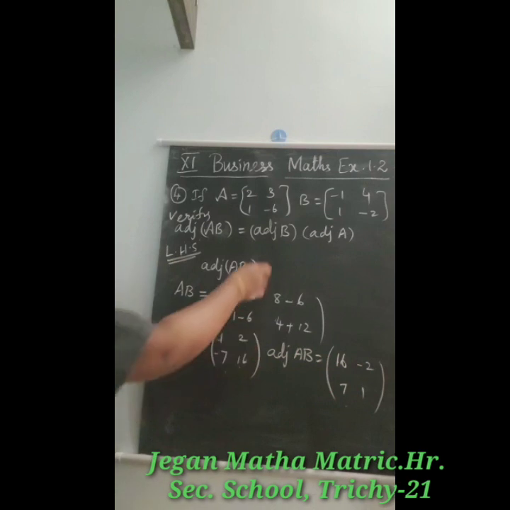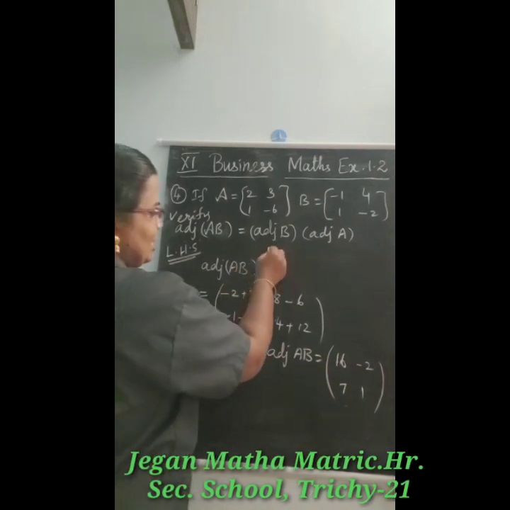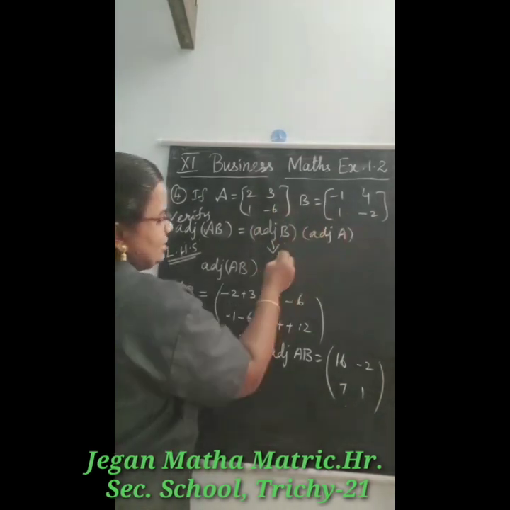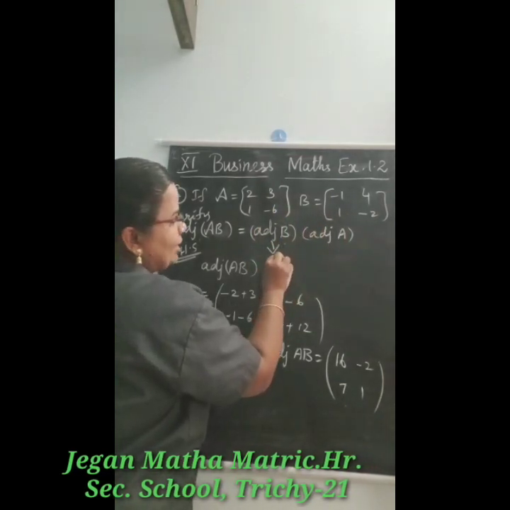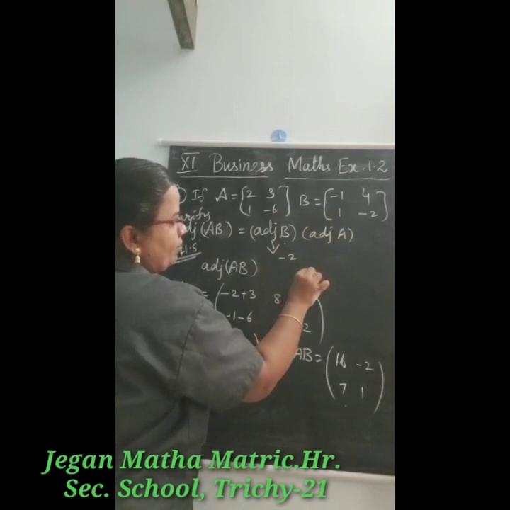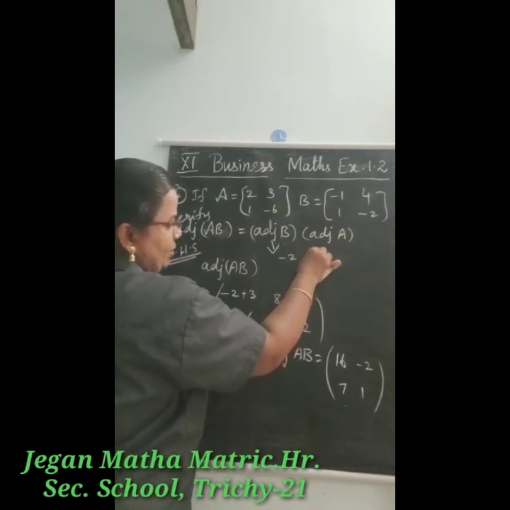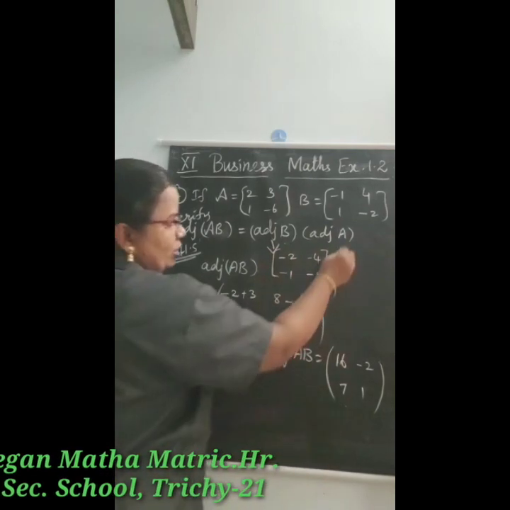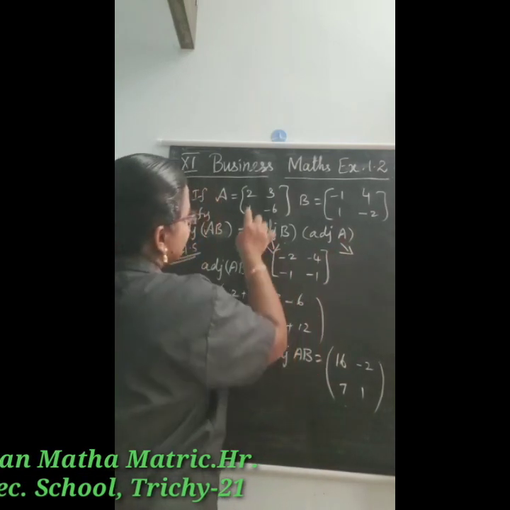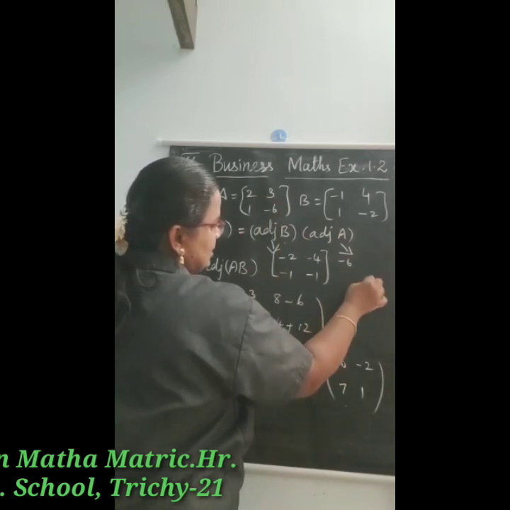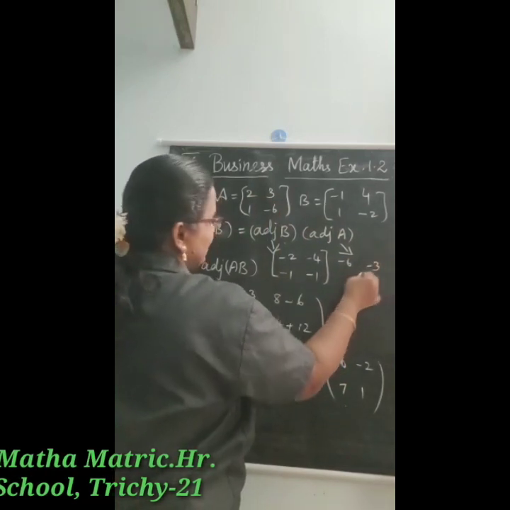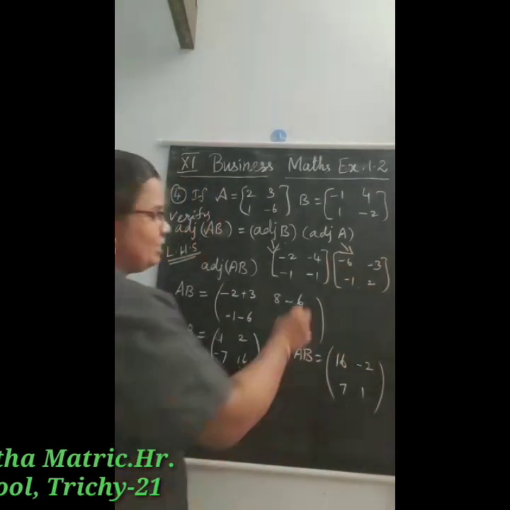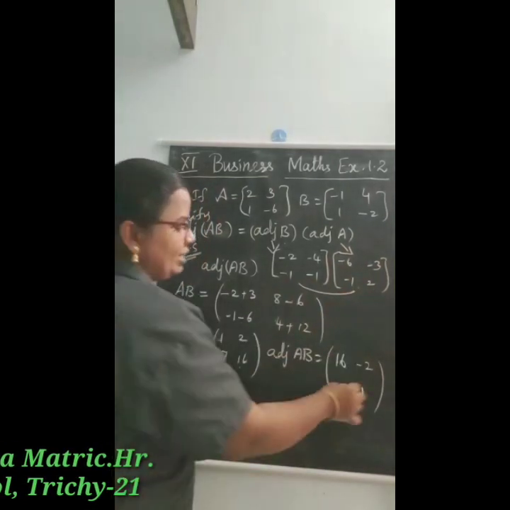Now we have to find out adjoint B. What is adjoint B? Adjoint B is equal to, we have to change this leading diagonal, that is minus 2, minus 1, and change the sign, minus 4, minus 1. This is adjoint B. And what is adjoint A? That is here minus 6, minus 2, minus 3 and 1. This is adjoint A. Now we have to multiply these two, and we will get the same answer.